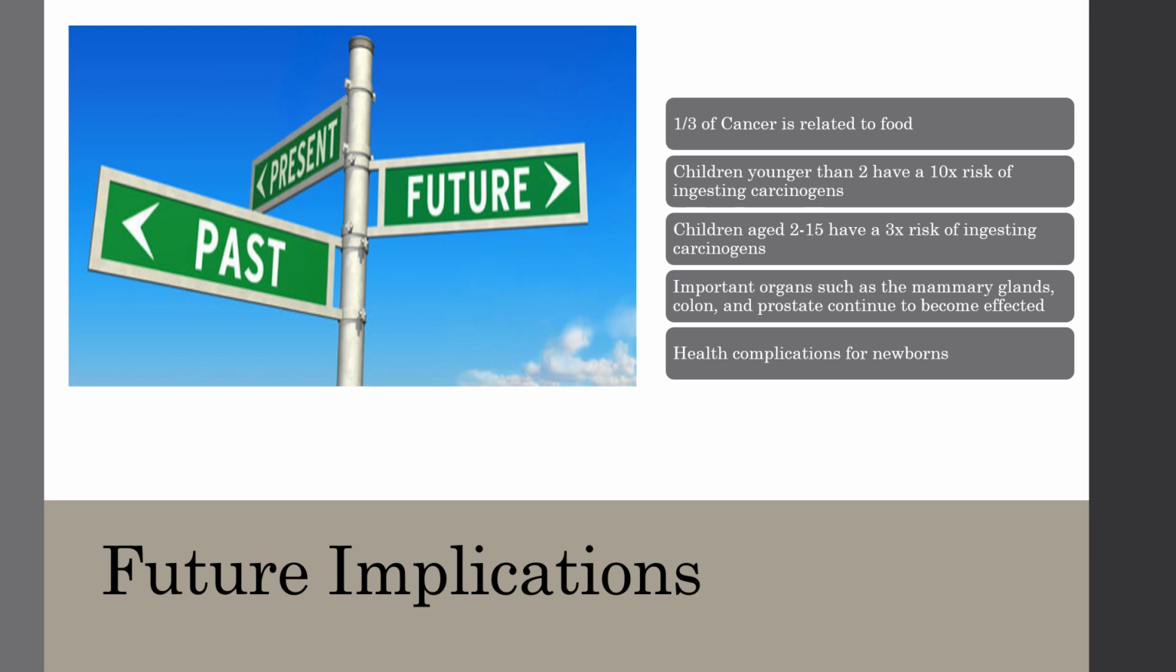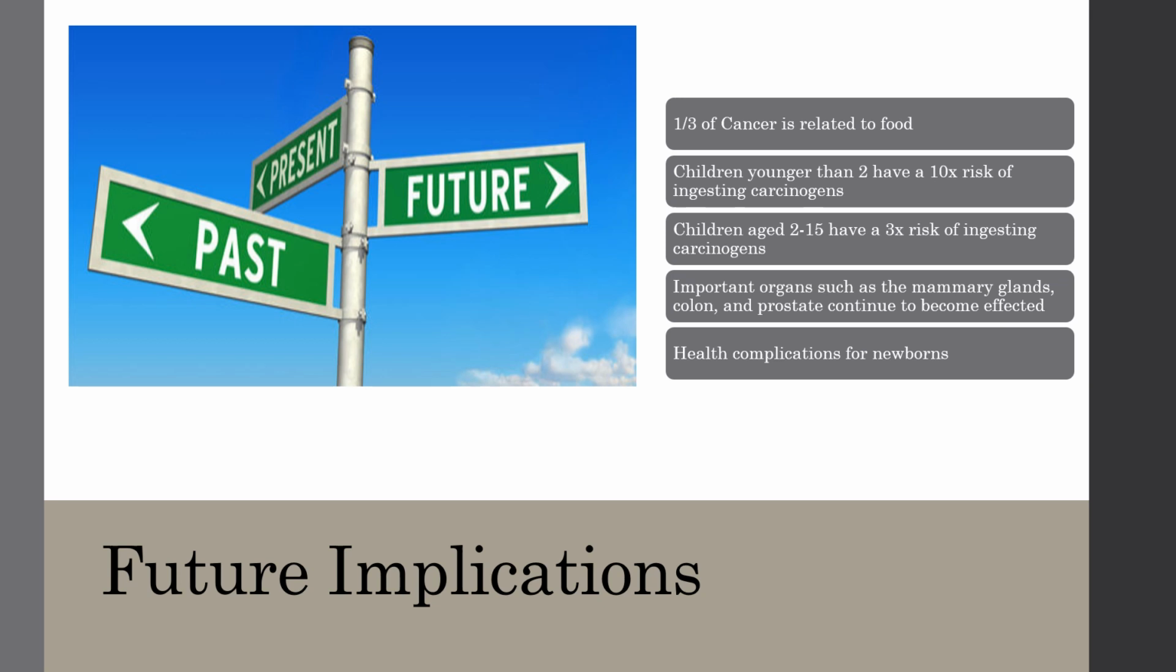In terms of future implications, carcinogens within our food supply can go unnoticed for a long time. The longer one is exposed, the more they are at risk of detrimental health problems. Research has shown that 1/3 of all cancers are related to food in some way, and it can be a result of many different types of cancer. Adolescents and young children are considered the most at risk for developing long-lasting effects from carcinogen ingestion.